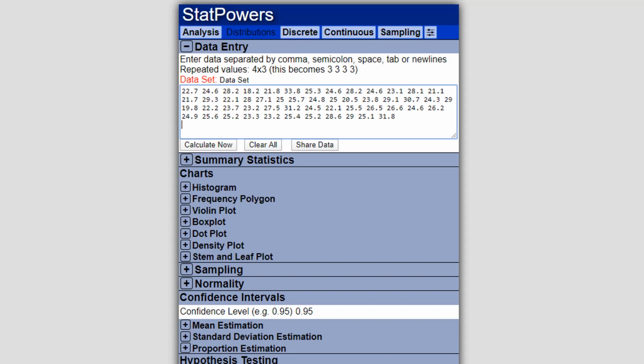We're going to look at proportion inference in StatPowers. I'm going to look at a couple different parts of the site. So we're going to look first at inference of one sample proportion.